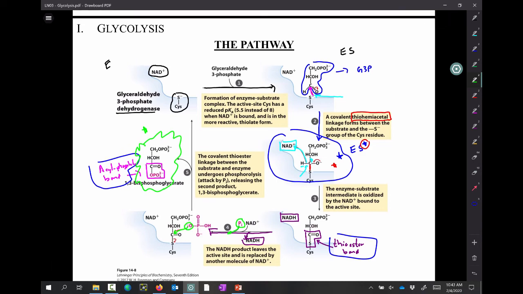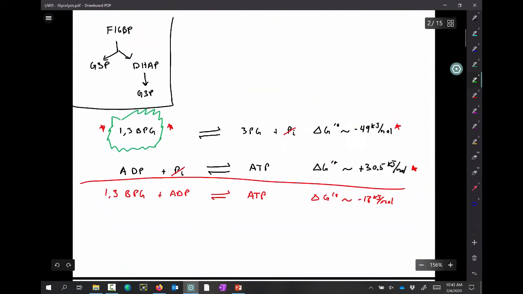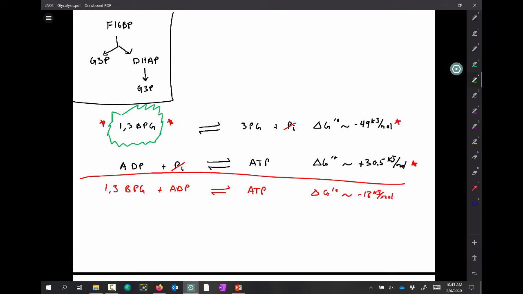Now that fire molecule can come up here, going back to this, and can be used to drive the synthesis of ATP by essentially removing that inorganic phosphate, which is a very good leaving group. So there's a high potential energy in 1,3-bisphosphoglycerate, and it's going to spontaneously drop to 3-phosphoglycerate and give up its phosphate to ADP, making ATP.